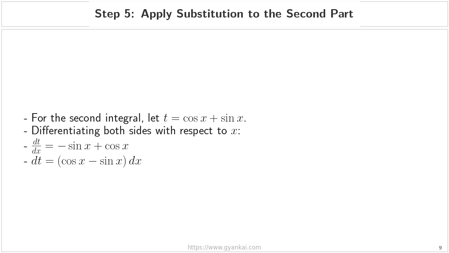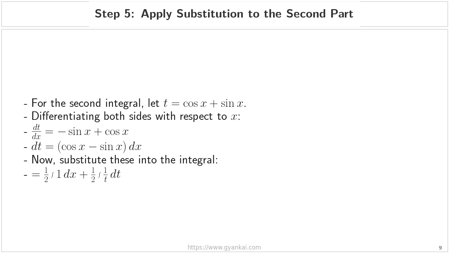Then we have dt equals cosine x minus sine x dx. This is a very important step. Remember that dt by dx represents a rate of change. To get dt by itself, we multiply both sides of the previous equation by dx. This gives us dt equals cosine x minus sine x dx. This dt is what we'll substitute into our integral.